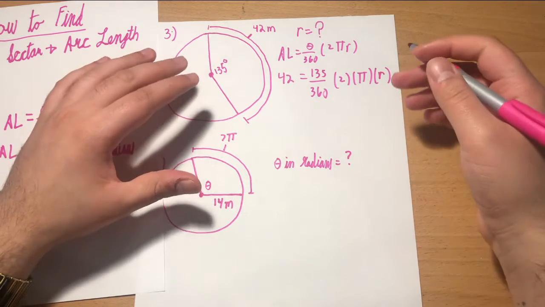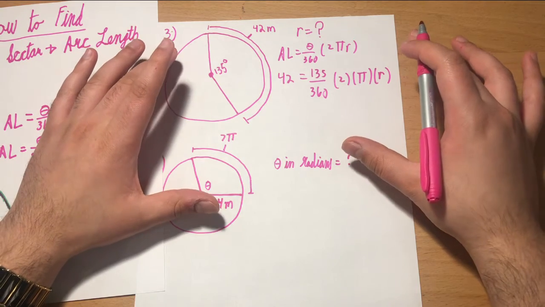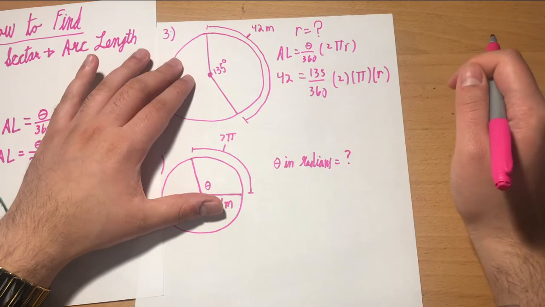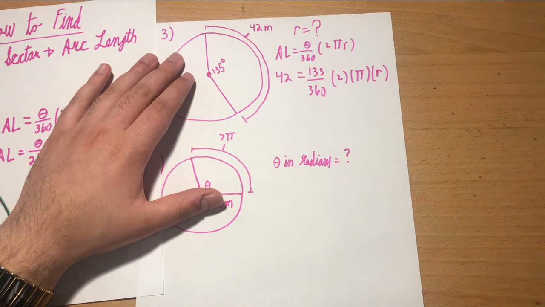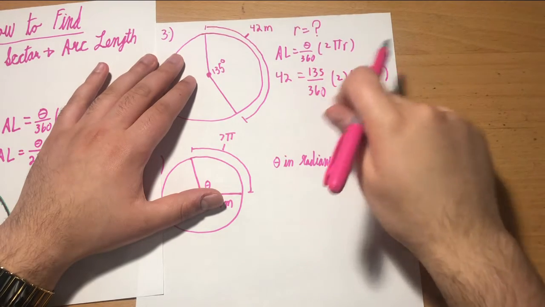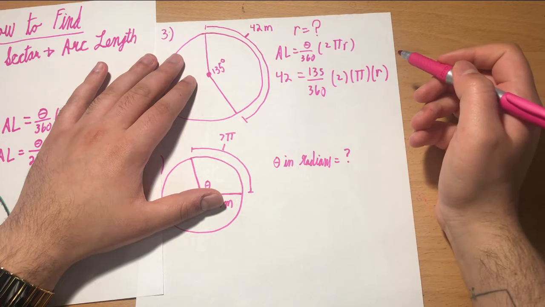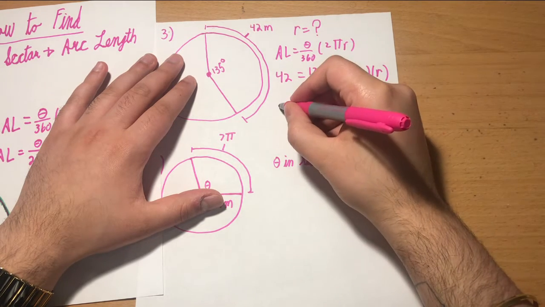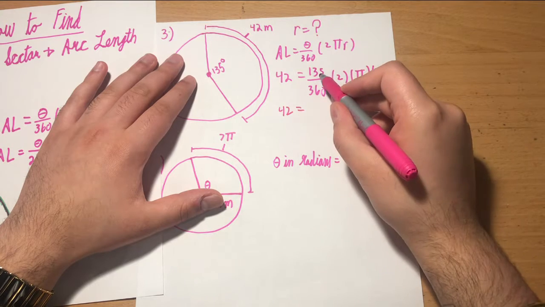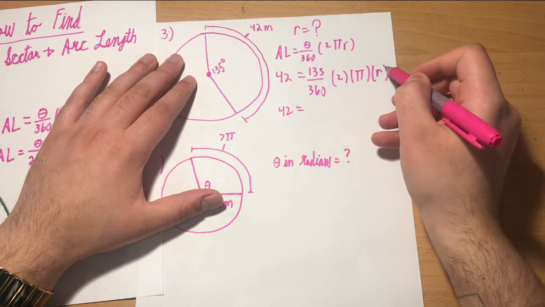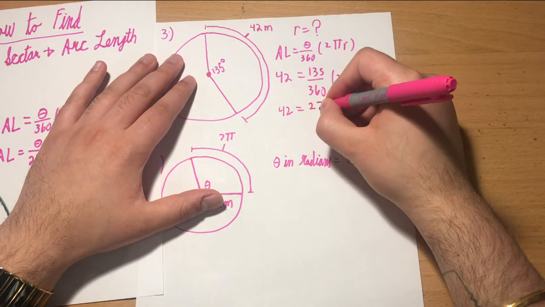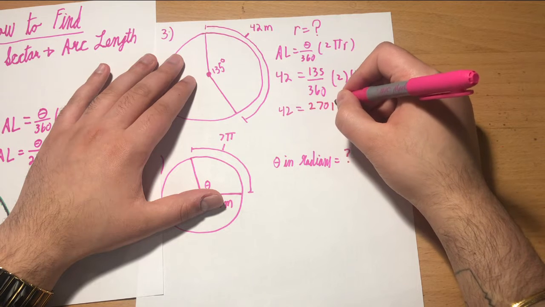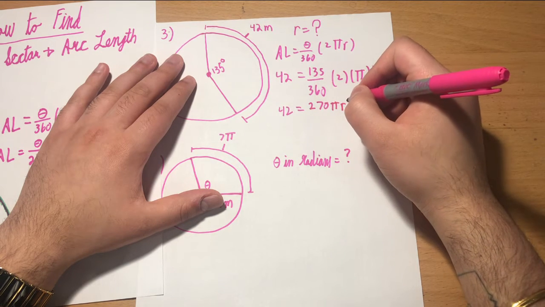From here, we need to do some algebra, right? We need to get r alone. We need to isolate that variable. Something at this point you should be pretty familiar with, all right? So we need to bring everything over to the other side. Before we do that, I'm just going to combine like terms here. I'm going to combine everything into the numerator. So I'm left with 42 is equal to 135 times 2 times pi times r. That should then just be 270 pi r over 360.